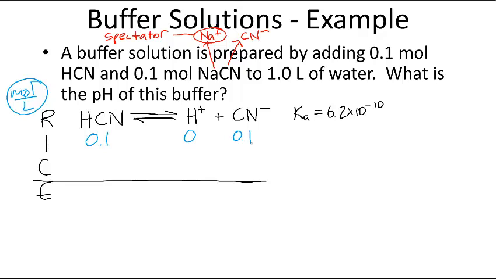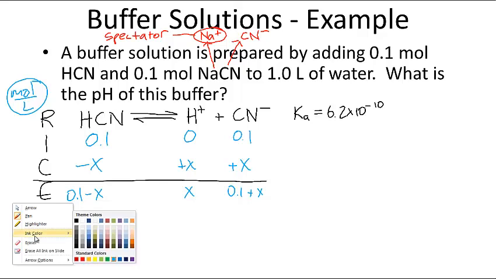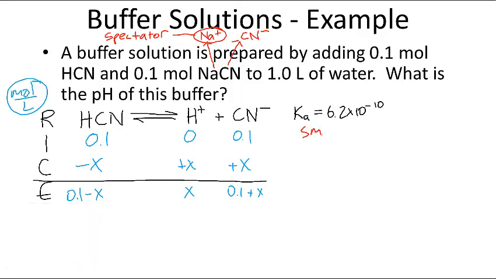So just like the rice charts that we do on problem set 18, except instead of having 0 for my initial value on the right side, I now have a non-zero value there. But the change is still going to be the same, minus x, plus x, plus x. So I get 0.1 minus x at equilibrium, x, and 0.1 plus x. All right. Tell me about my K value. It is very small. When my K value is very small, that saves me a lot of trouble, because 0.1 minus x is 0.1. 0.1 plus x is 0.1.